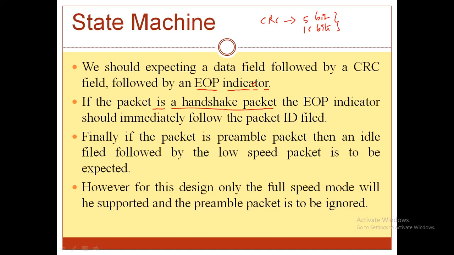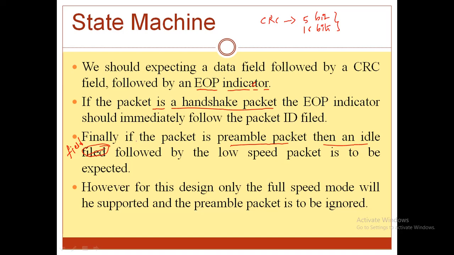Okay, at the same time, finally, if the packet is a preamble packet, then an idle field followed by the low speed packet is to be expected. Preamble packet means this is sent by the host, the USB host controller. Whenever the preamble packet is sent by the host, it means that all the low speed devices or high speed devices have to operate in the low speed mode only. For that purpose this preamble packet is used.